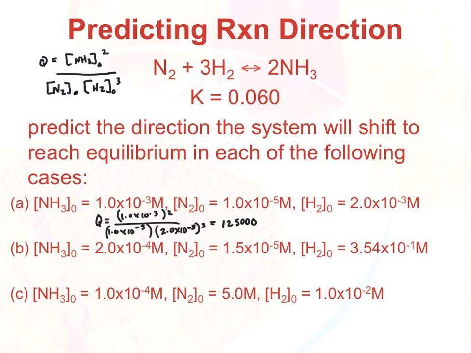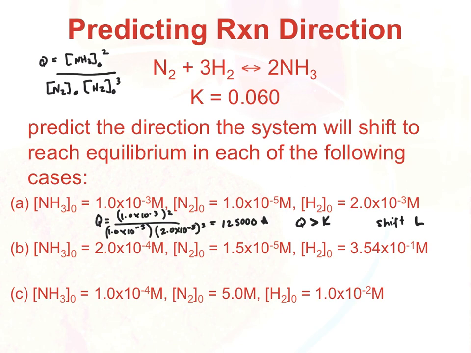So my Q value here, after I've plugged in all of these initial concentrations, is quite large when I compare it to K. So in this case, Q is going to be much larger than the K value that they've provided. Because Q is larger, that means that products predominate. And since products predominate in that initial situation, I'm going to need to decrease the number of products and increase the number of reactants in order to get my ratio to be the one that corresponds to equilibrium. So in this case, my reaction is going to shift left or towards my reactants.